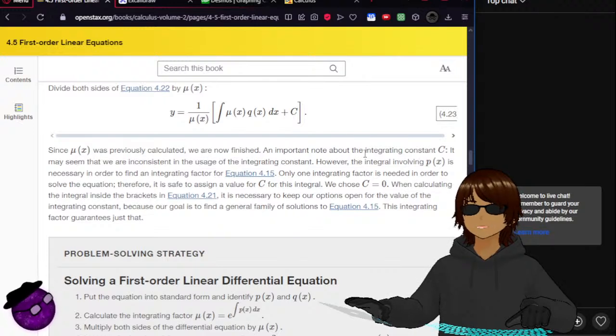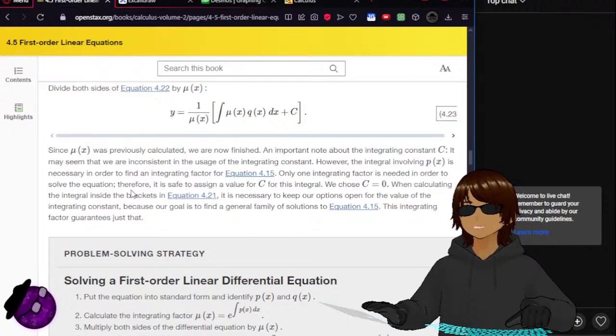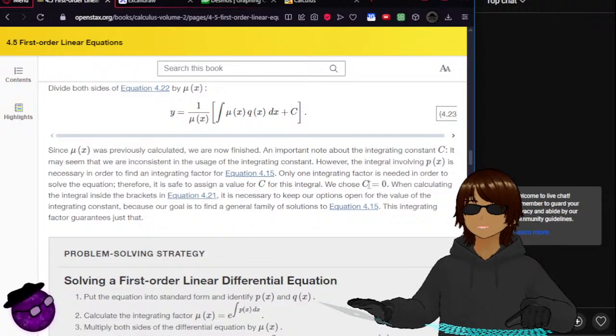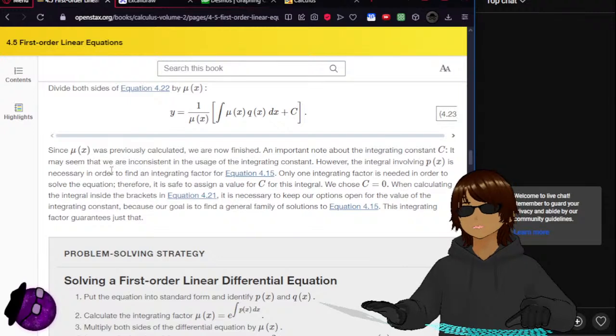An important note about integrating constant c: it may seem that we are inconsistent in the usage of the integrating constant. However, the integral involving p of x is necessary in order to find an integrating factor for equation 4.15. Only one integrating factor is needed in order to solve the equation. Therefore, it is safe to assign a value for c for this integral. We choose c is equal to 0 and calculate the integral inside the bracket.